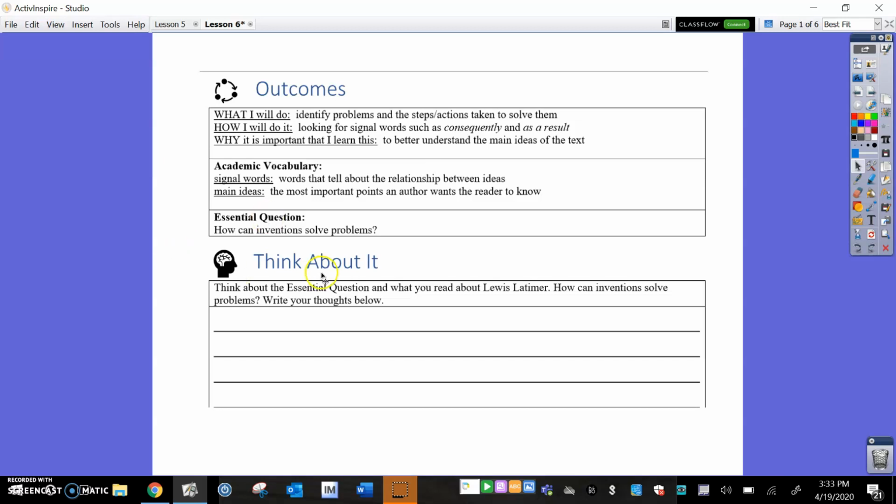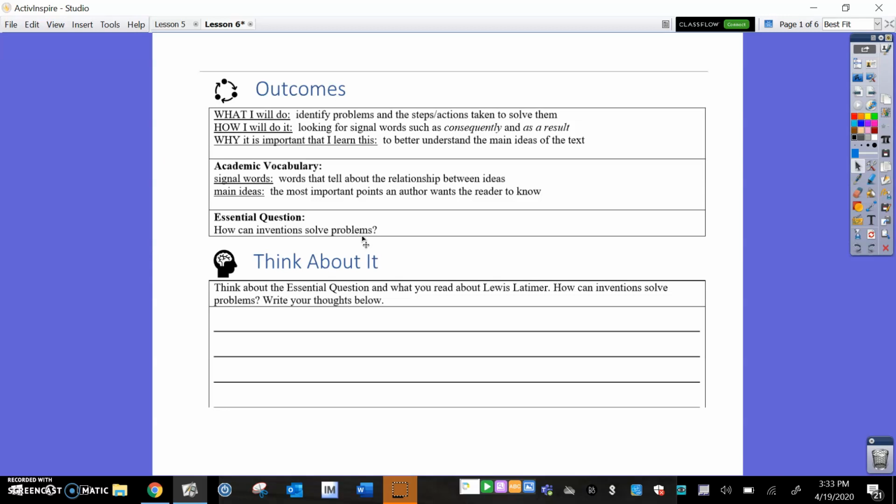So to start out this, again, this is optional. Think about it. You can write it in your packet, or you can just talk about it with someone at your house. Think about the essential question. The essential question is right here. How can invention solve problems? So think about the essential question and what you read about Lewis Latimer. How can invention solve problems?